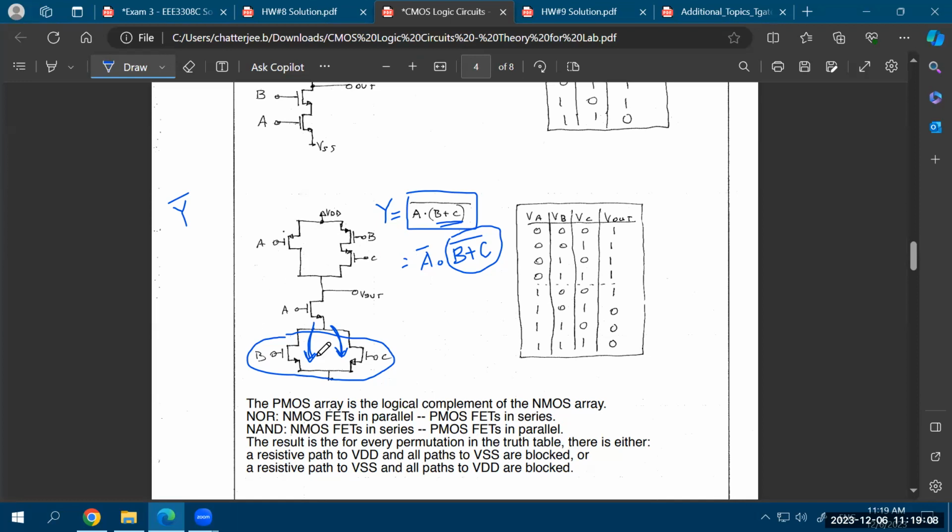The efficient solution is this one, where you represent the OR function with parallel transistors and the AND function with series transistors. Okay. So that's what I would like you to learn through this exercise of homework 9.